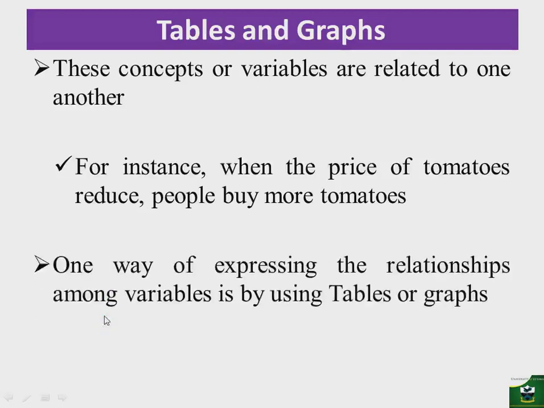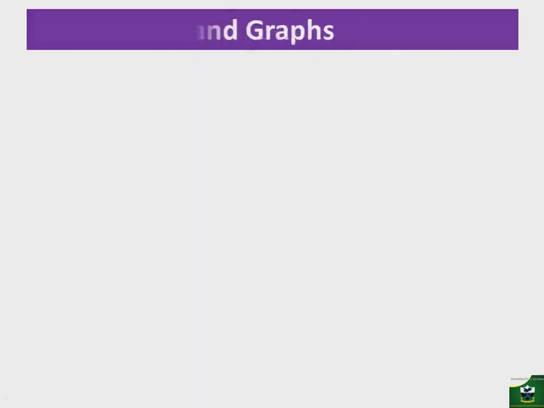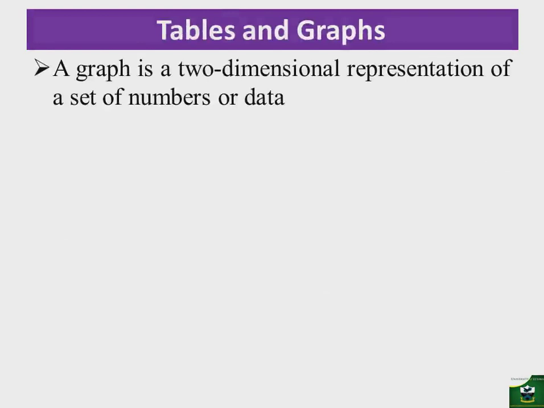Okay, so one way of expressing the relationship among variables is by using tables and graphs. We bring these in because for all the economic concepts that we deal with, you will be required, for example, to show how the demand will change over time and how the supply will respond to such changes, or what effects prices will have on the demand for other commodities. So, a graph is a two-dimensional representation of a set of numbers or data.